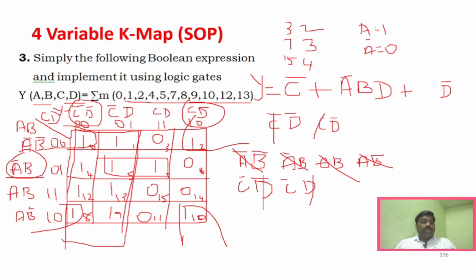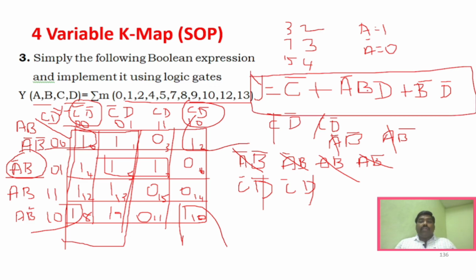Right, in these two. Among these two, what is there? That is A bar, B bar, and A, B bar, right? Among these two, A and A bar get cancelled, so you'll have only B bar, right? So this is your final answer. This is your final answer.